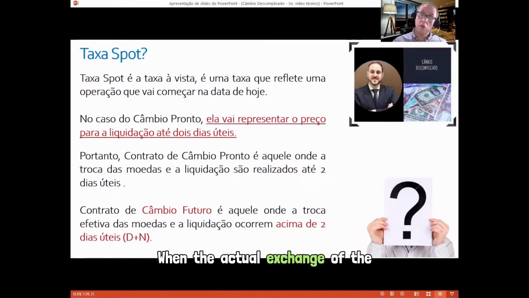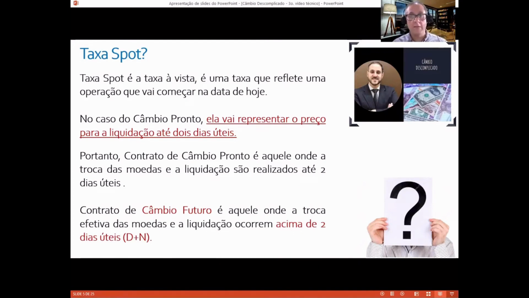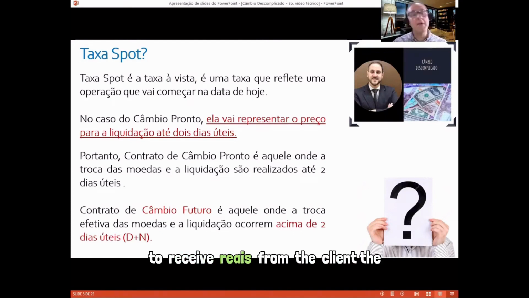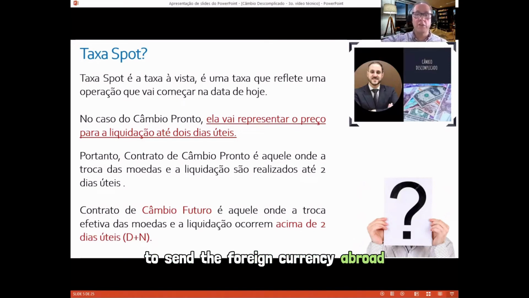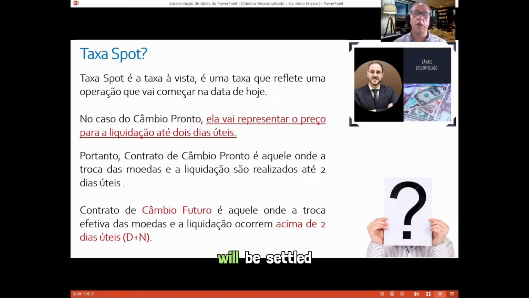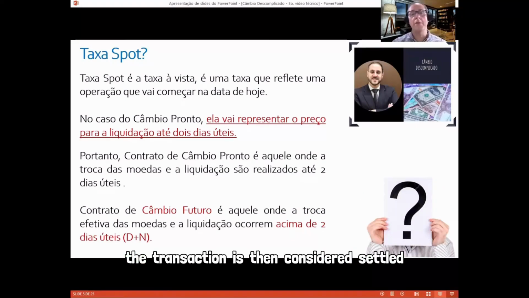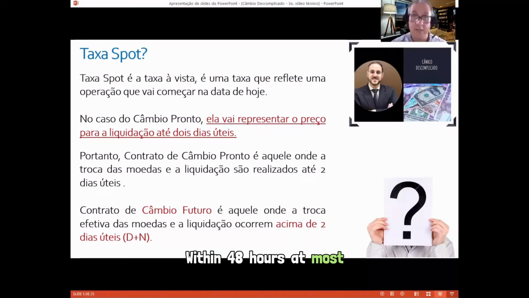So, how do you know when you can settle a foreign exchange contract? When the actual exchange of the real and the foreign currency is in fact delivered. If it's a sale, I have to receive reais from the client. The bank receives reais from the client to send the foreign currency abroad. At the moment the bank sends the foreign currency abroad, the contract will be settled. With the central bank, once the payment order has been sent abroad, the transaction is then considered settled, okay? Within 48 hours at most.